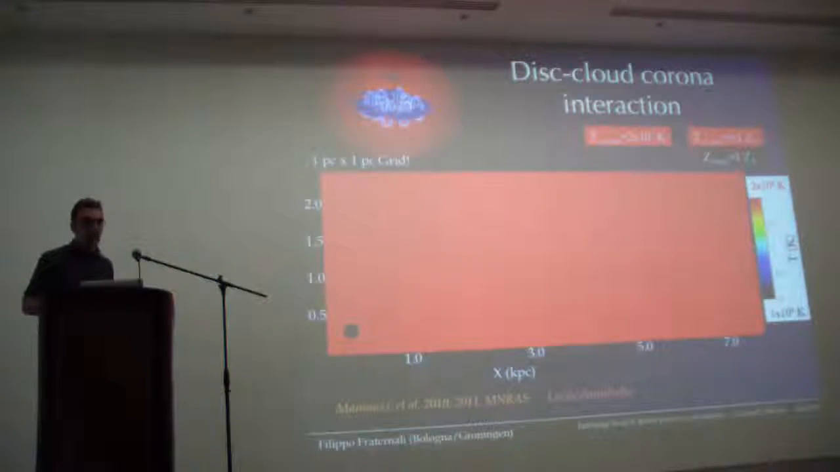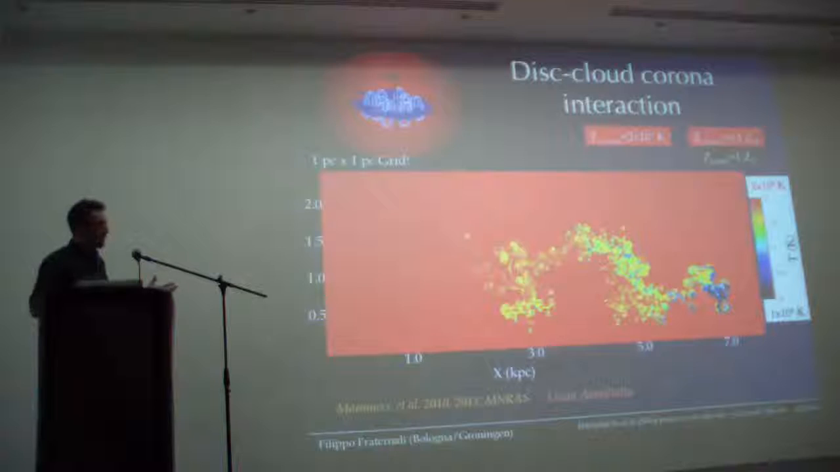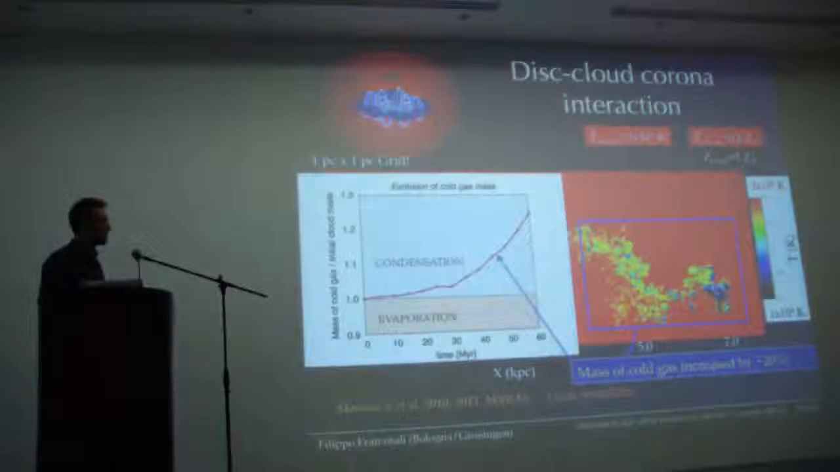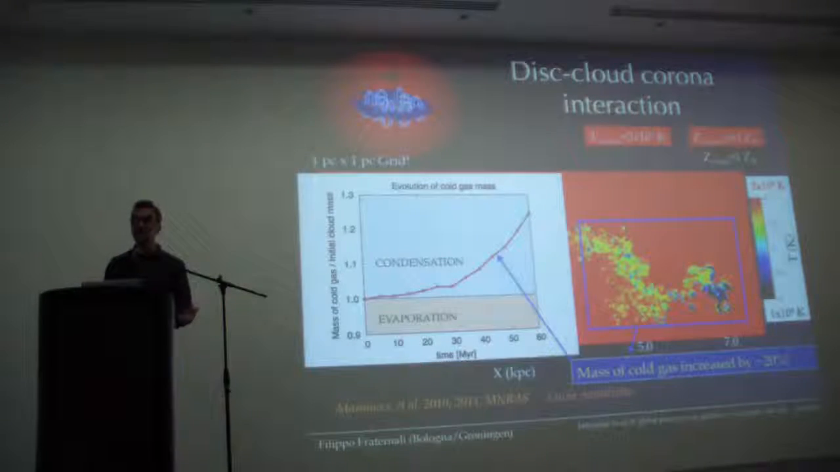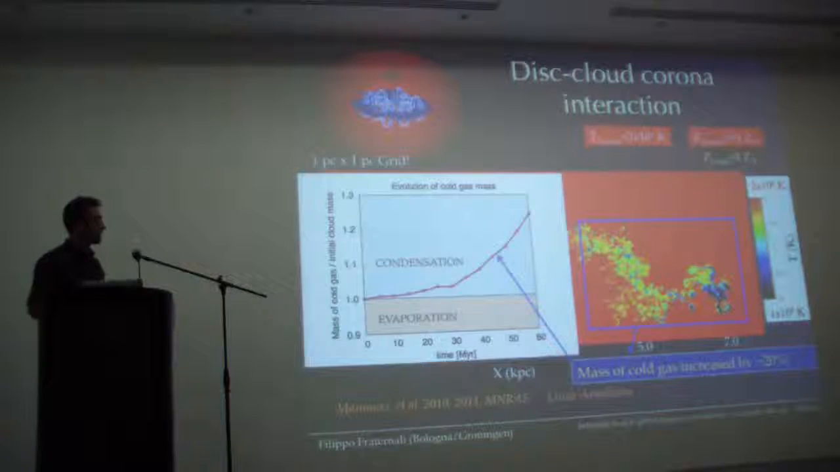So we studied this process with hydrodynamical simulations of this kind, where you see fountain clouds interacting with the corona, and through this interaction the cloud disrupts and you create a wake. And in the wake there is a lot of condensation from the corona. If you look at the total amount of cold gas in a simulation like this, the cold gas increases. So when the fountain comes back, it comes back with more gas than it went out.